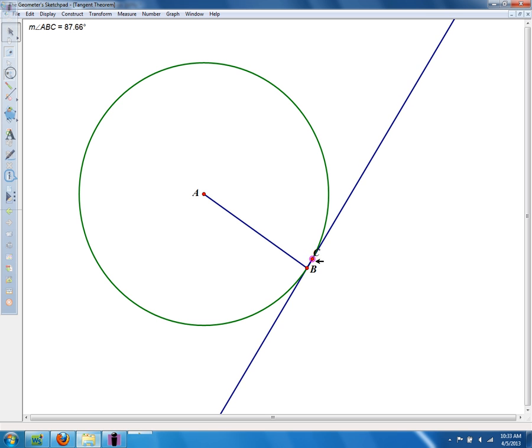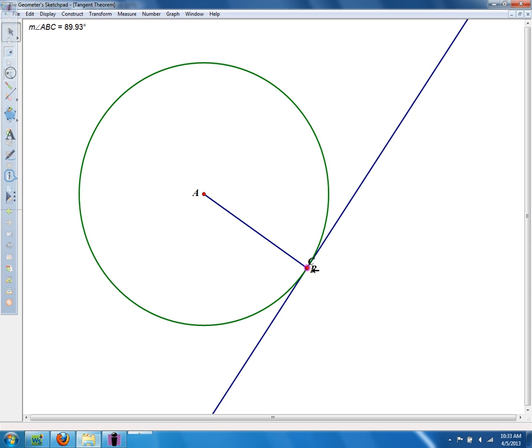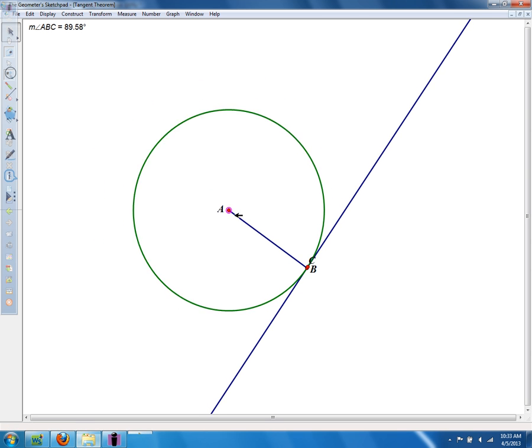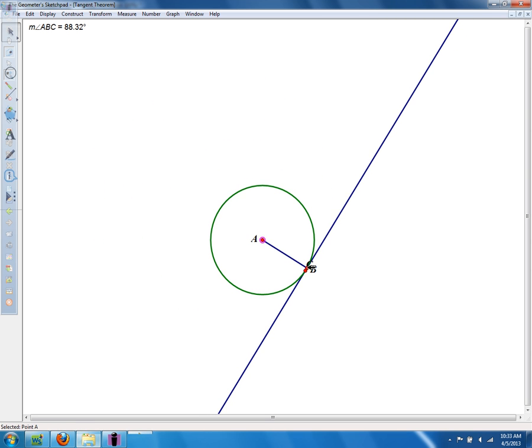So we're getting closer and closer. C's getting closer and closer and closer. Now we went past. That's about as close as I can get it. So point C is sitting right on top of point B now. Now rather than a secant line, we have a tangent line. And the angle is 90 degrees, about as close as I can get it to 90 degrees.